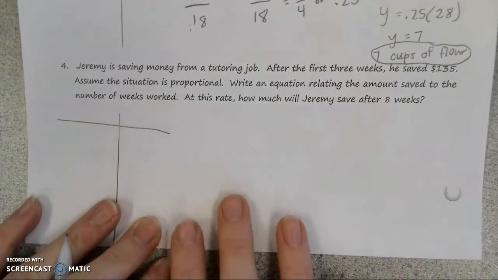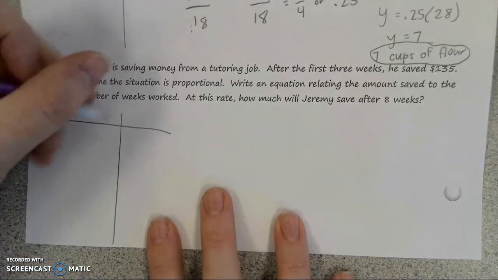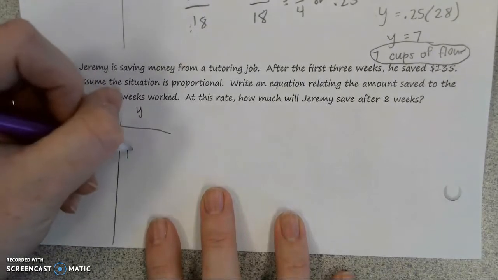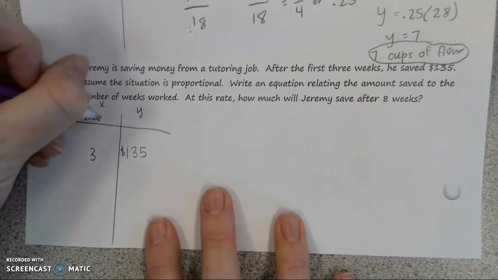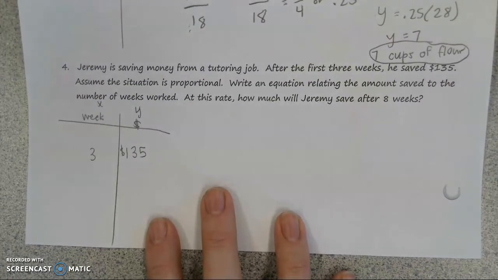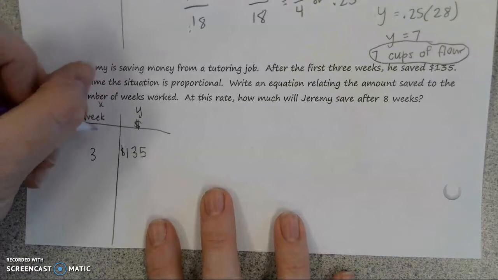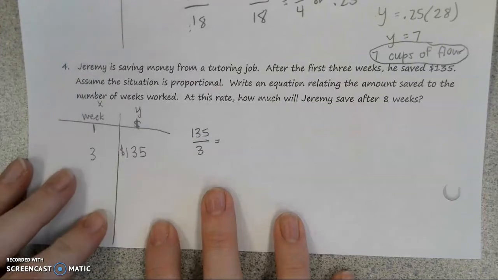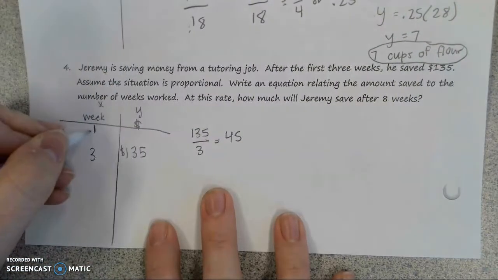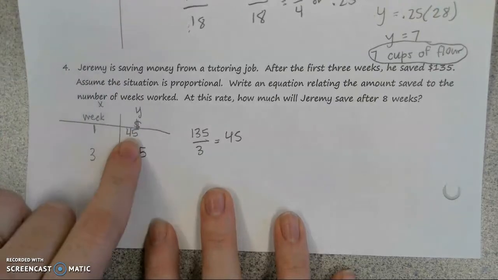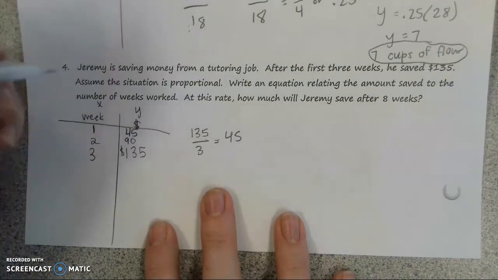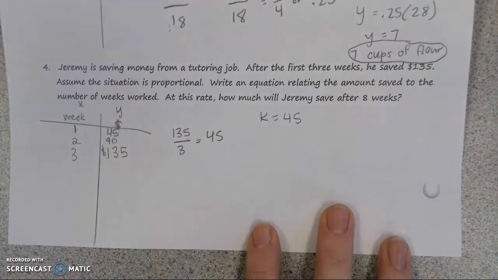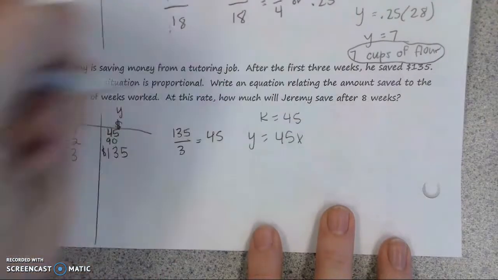Okay, we're going to make another T-chart. We could fill it in. I know they only give us one. So for 3 weeks, we know that he saved $135. So this is weeks, and this is dollars. Based on that, we should be able to figure out what he works for just one. So if we take the dollars and we divide by the number of weeks, we would get 45. So for 1 week, he made $45. For 2 weeks, he then would make $90. So our constant of proportionality is 45. Our equation would be y equals 45x.